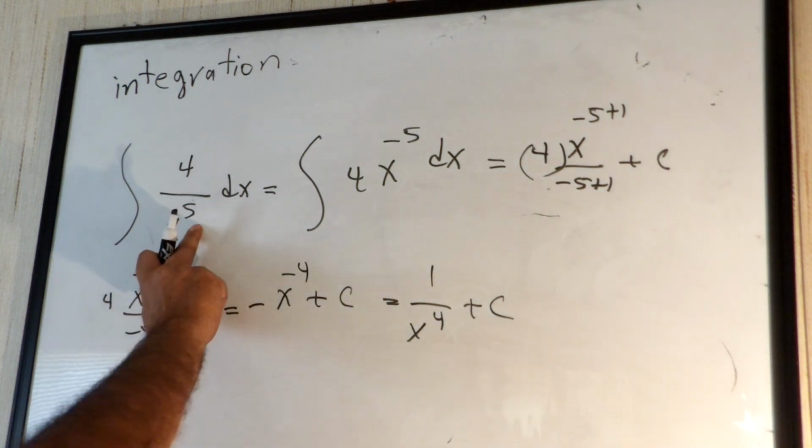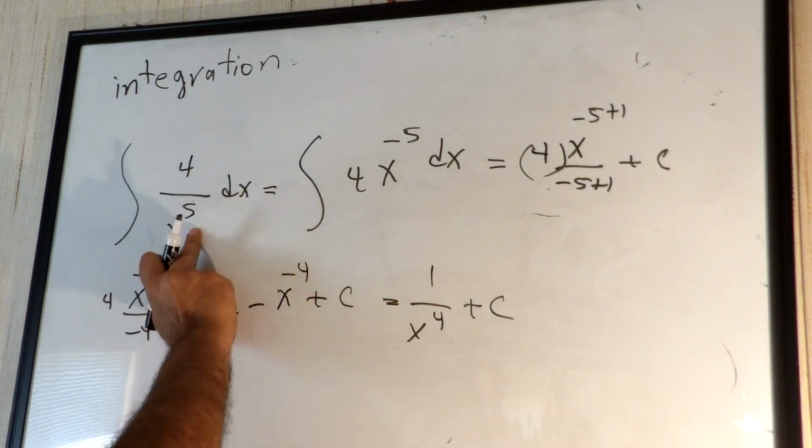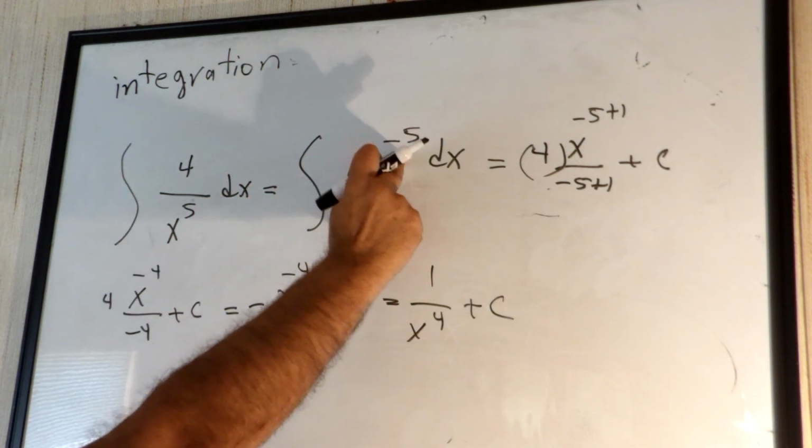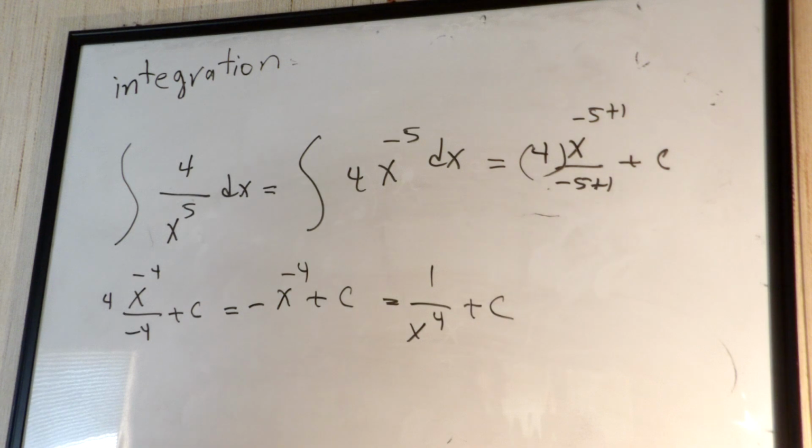We write this one like this. The denominator is going to come up to the numerator with the negative sign, and then we add 1 to the exponent and divide by the same exponent here. So it's going to be like that.